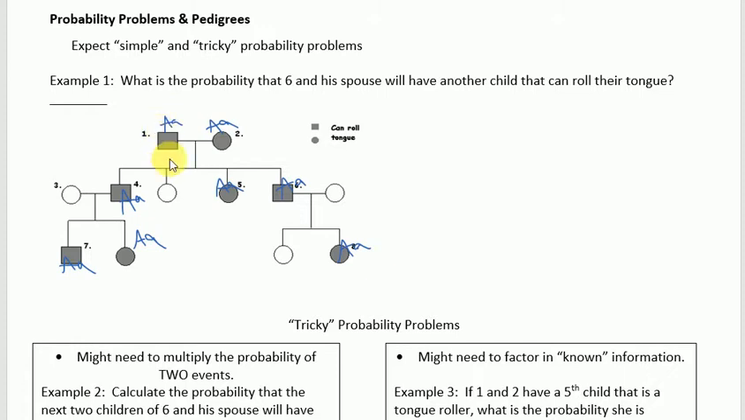So now that we have done that, we can figure out a couple of the other individuals. So for instance, we know that these kids here are getting their big A from their dad. So this unaffected one, we're going to say little a, little a. We know that these are little a, little a. Okay, so what is the probability? We are looking at 6, this guy right here. What is the probability that 6 and his spouse will have another child that can roll their tongue?